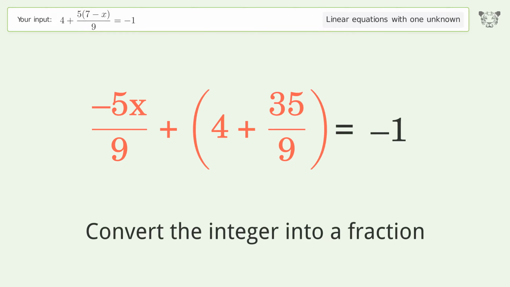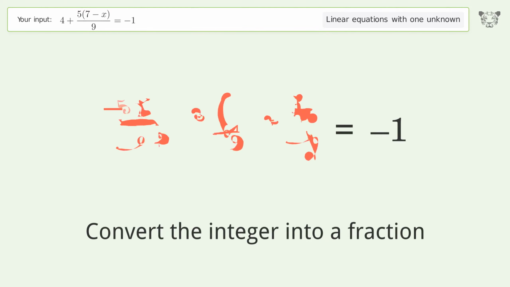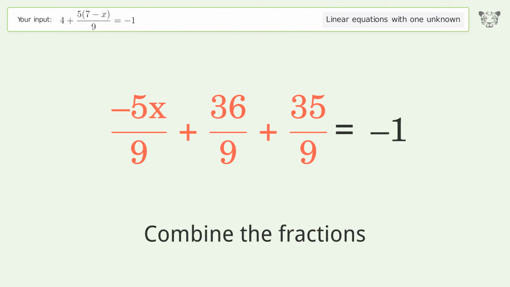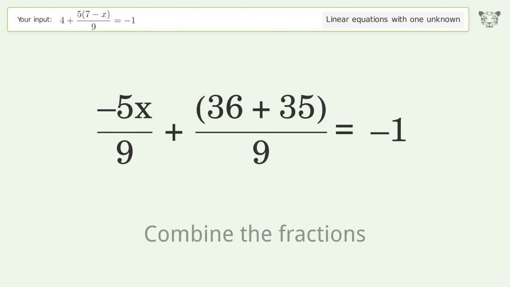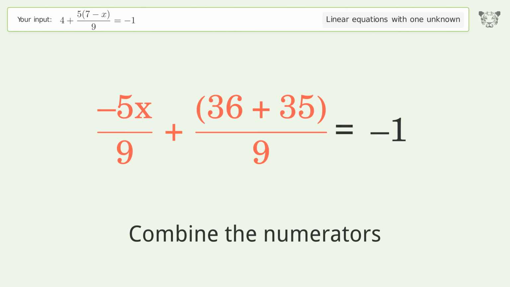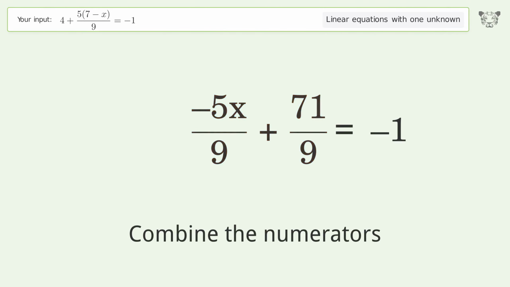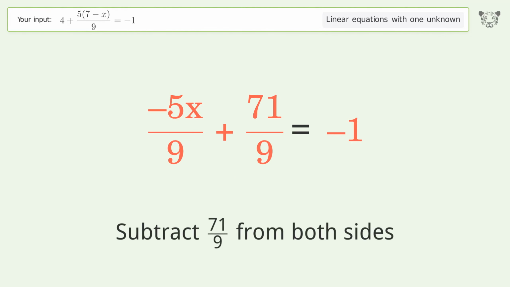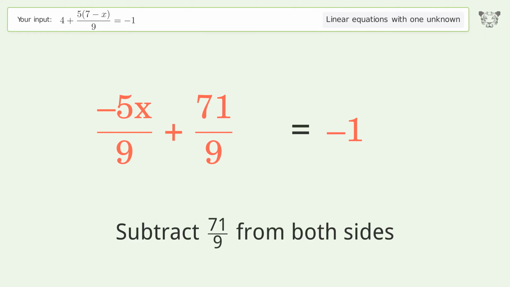Convert the integer into a fraction. Combine the fractions. Combine the numerators. Group all constants on the right side of the equation. Subtract 71/9 from both sides.